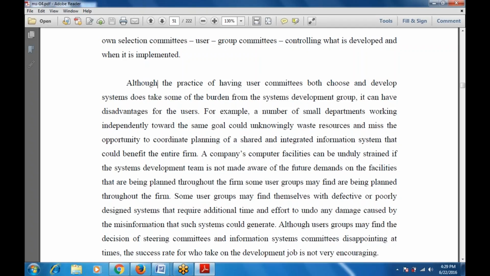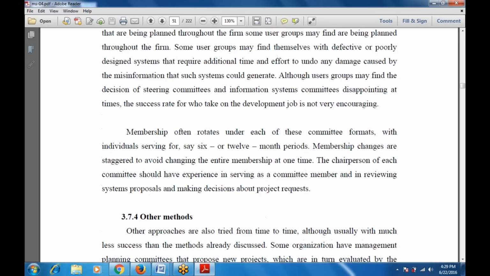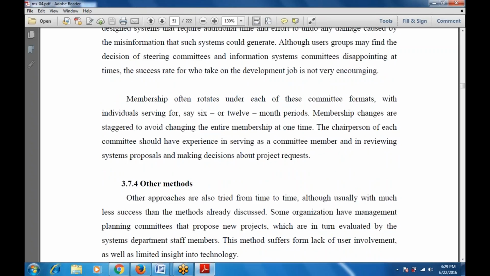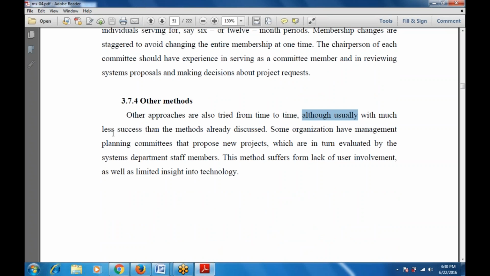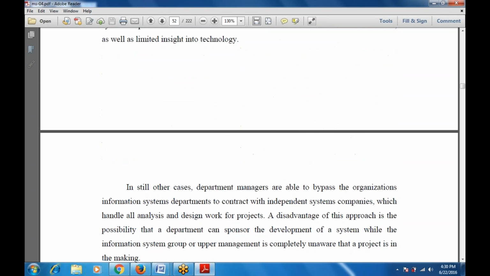However, although user groups may find the decisions of the steering committee and the information committee disappointing at times, the success rate for those who take on the development job is not very encouraging. Now, how many members are available in this committee? That ranges from 6 to 12 members. Next are other methods, other approaches that are used from time to time, although with less success than the methods already discussed.